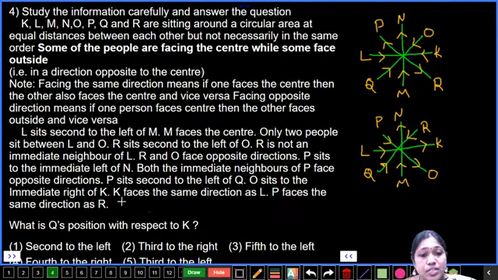And the last condition is K faces the same direction as L. In this condition, if you observe carefully, they are facing different directions. This is a failure case. This is our final answer.